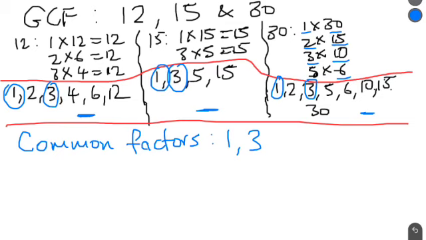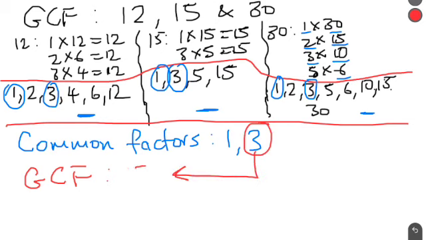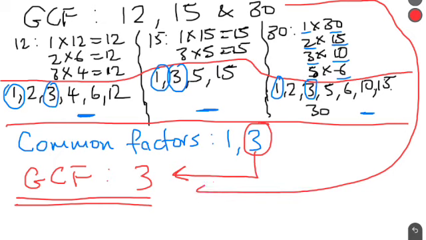And as a result, the greatest common factor is therefore the highest of those two factors. Okay? And so the greatest common factor of 12, 15, and 30 is ultimately found to be 3. And there's your answer, guys.